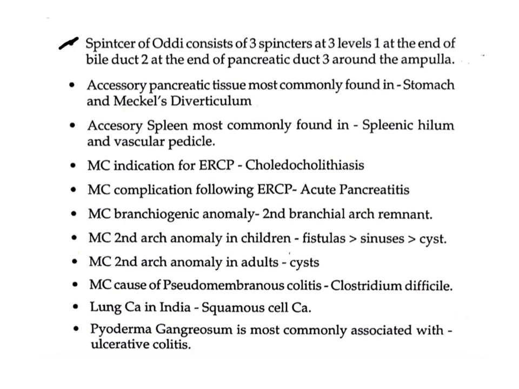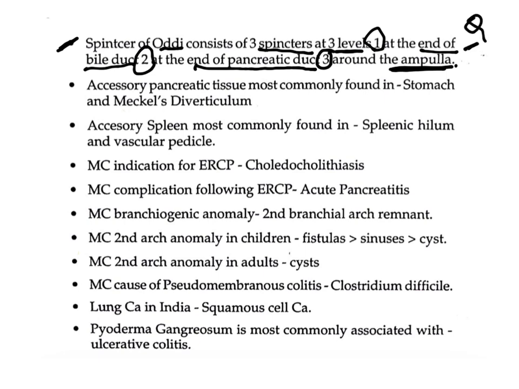Now, the sphincter of Oddi. The sphincter of Oddi consists of 3 sphincters at 3 levels. First at the end of the bile duct, second at the end of the pancreatic duct, and third around the ampulla. This is very, very important, the anatomy things.